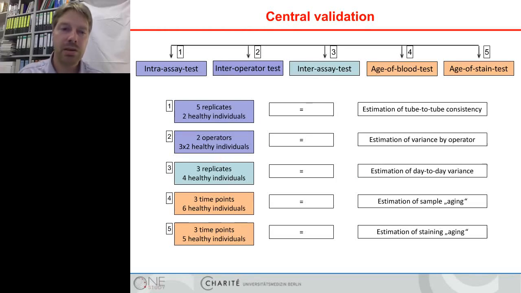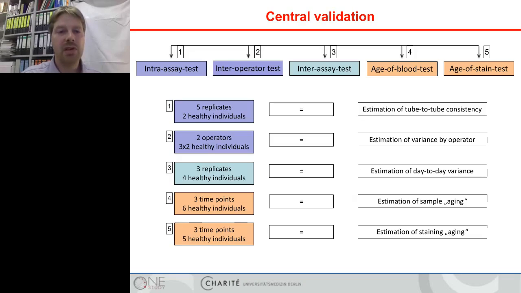Because it is not possible to determine the accuracy, it is necessary to test the imprecision of the panels and the stability. Imprecision tests are the intra-assay tests to estimate tube-to-tube consistency. There's the inter-operator test to estimate the variance by operator. And there's an inter-assay test to estimate the day-to-day variance.